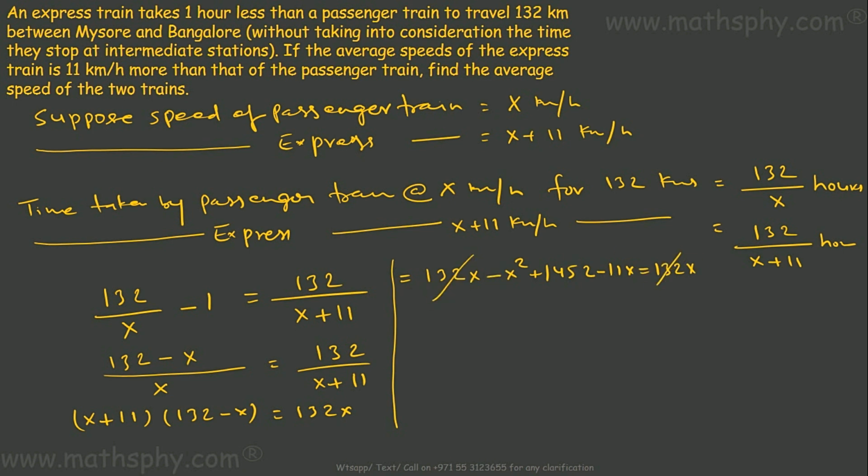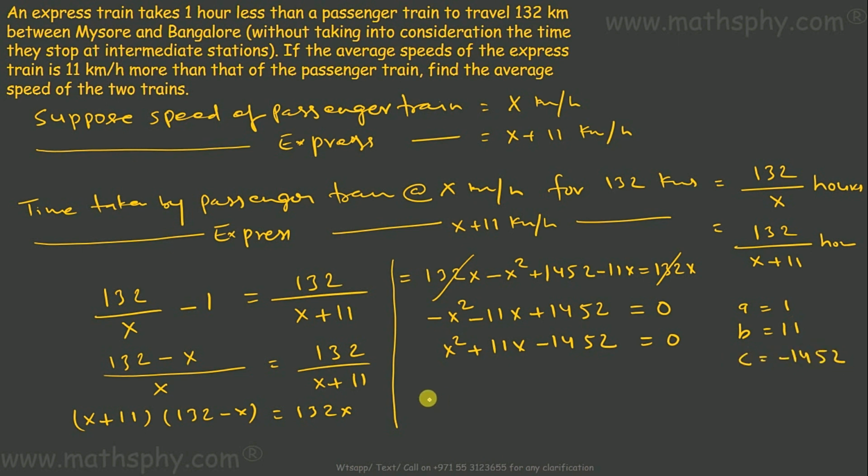Opposite sides, same signs. So what I'm left with is minus x square minus 11x plus 1452 equals to 0. Let's take minus as common. So this will be x square plus 11x minus 1452 equals to 0, where a is 1, b is 11, and c is negative 1452. So x would be minus b plus minus root b square minus 4ac over 2a.